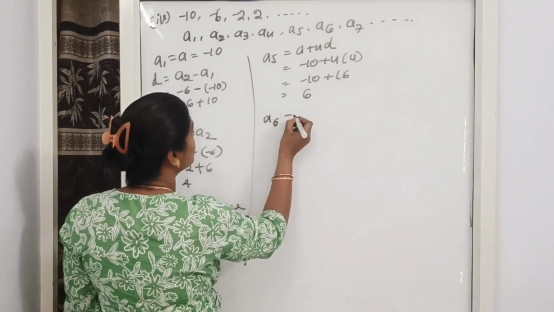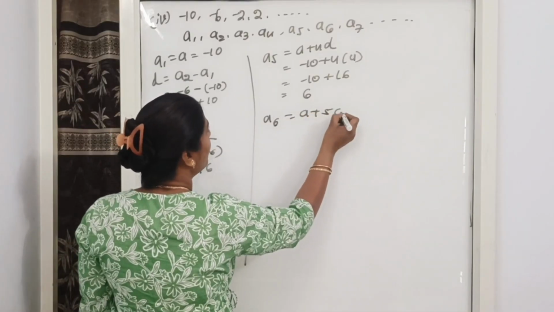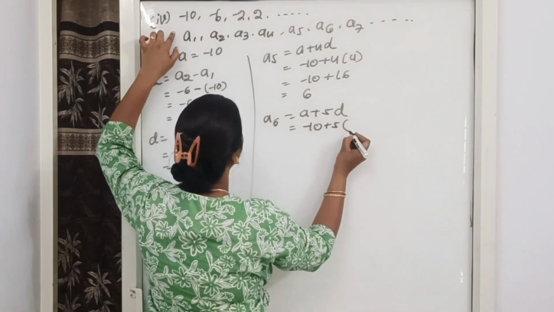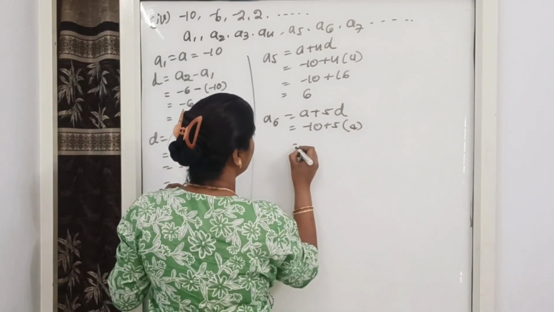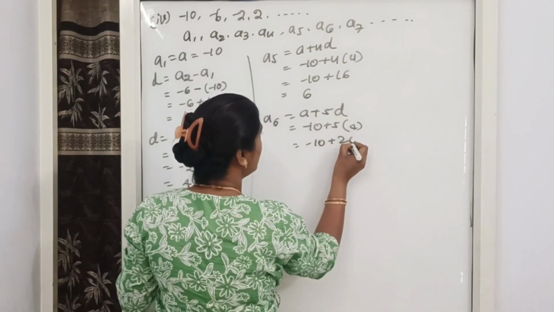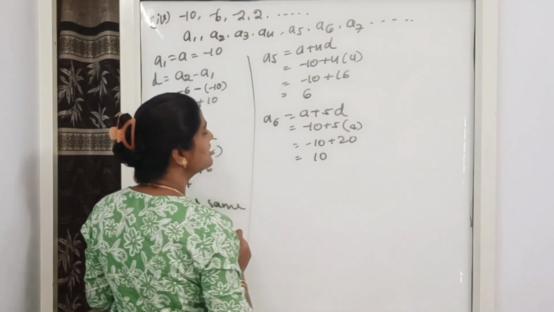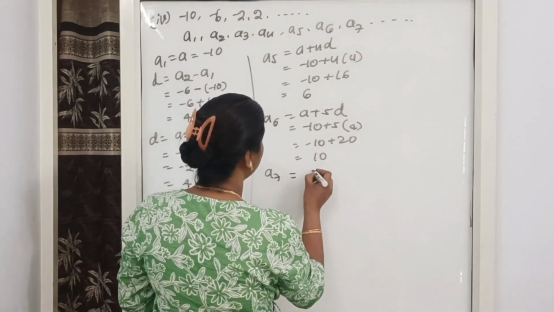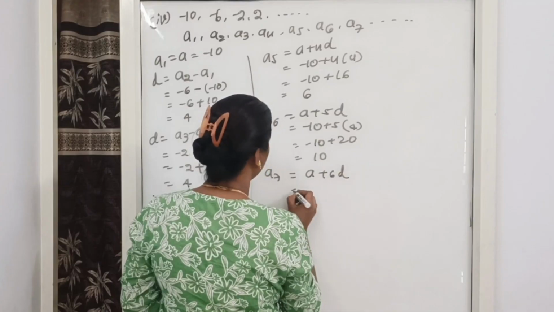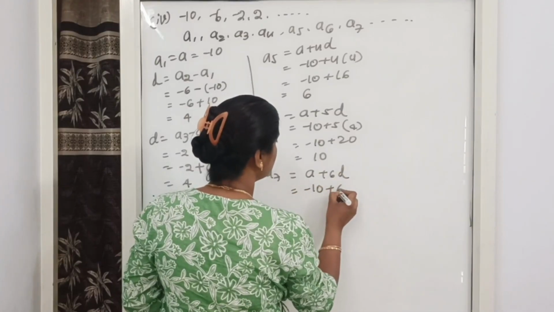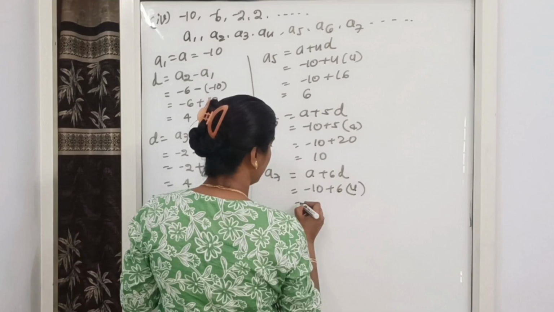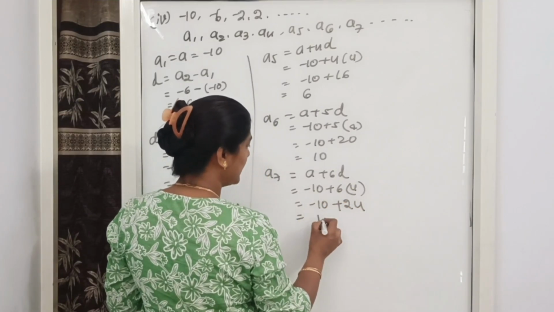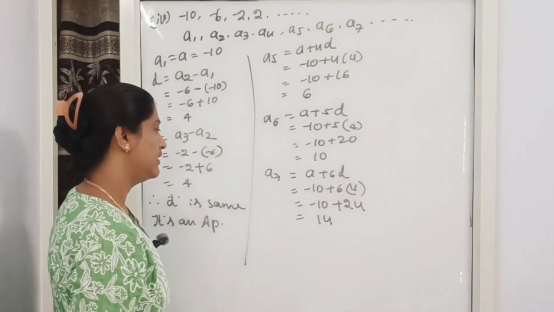And next is A6, A plus 5D, that is minus 10 plus 5 into D is 4. Minus 10, 5 4s are 20. So again it is 10. And A7, A7 is A plus 6D. A is minus 10. 6D is 4. Minus 10 plus 6 4s are 24. 24 minus 10 is 14.